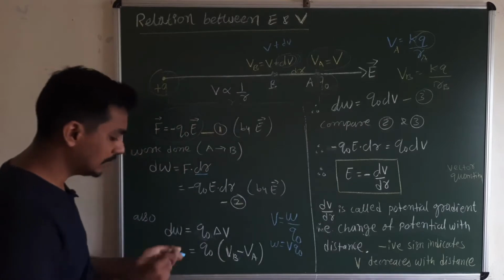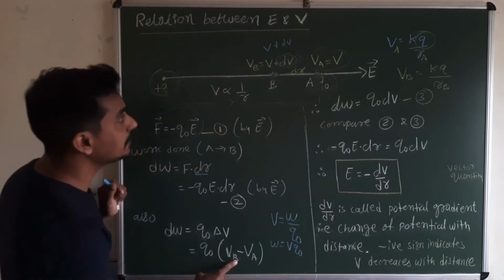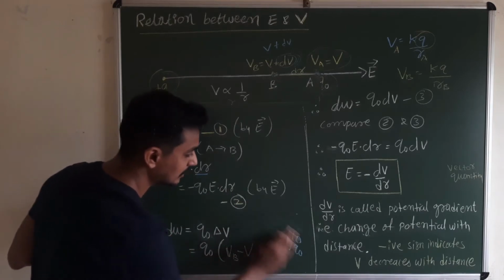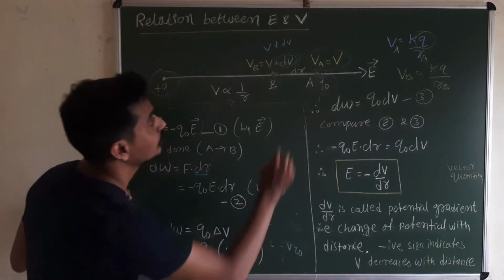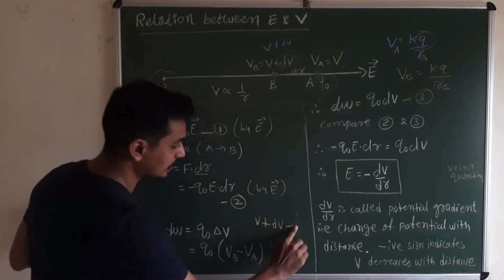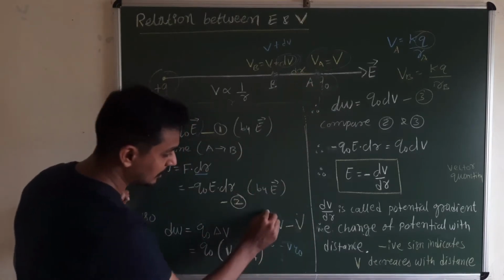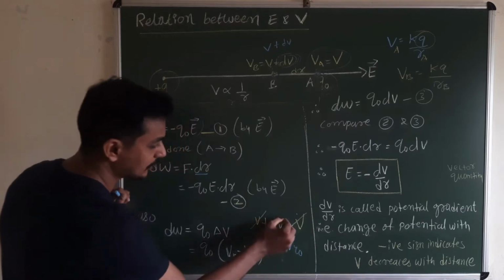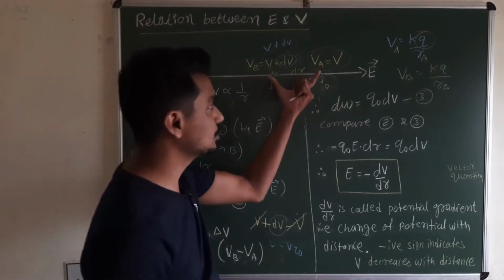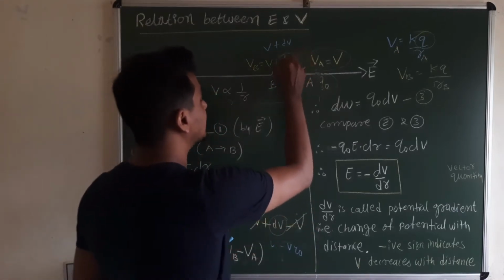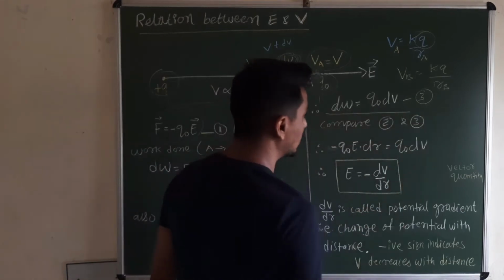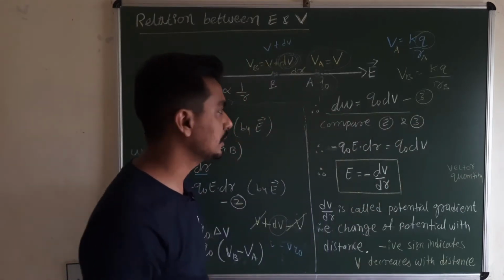Why Q naught dV? See here. What is VB? VB is V plus dV minus VA. What is VA? It is only V. So here this and this will get cancelled, so we are only left with dV. That is the potential difference between these 2 points. So dV is the potential difference. So dW, that is the small work done, is equal to Q naught dV.